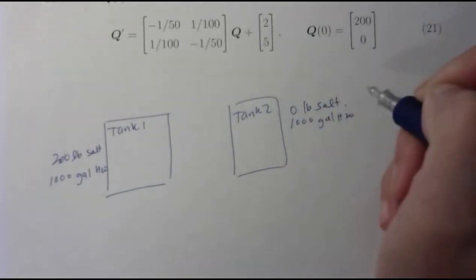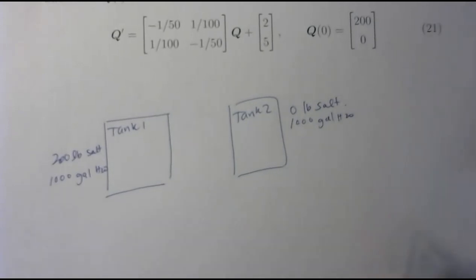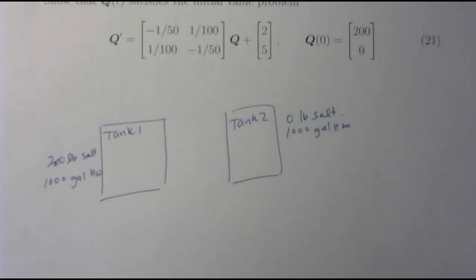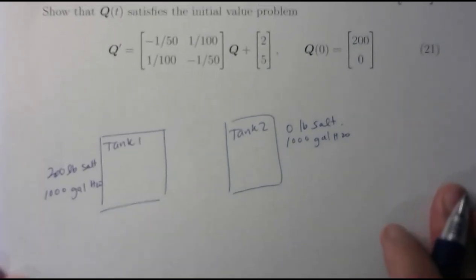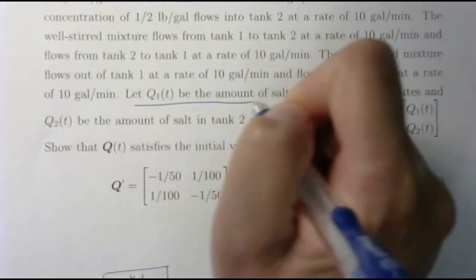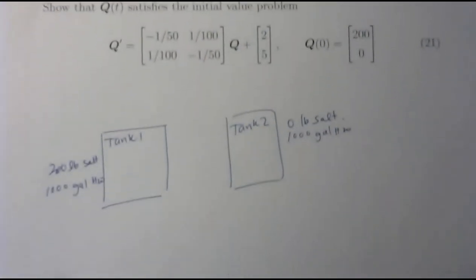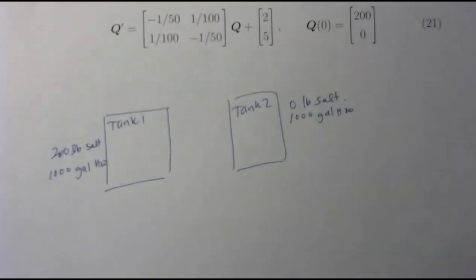What we're going to end up looking at is these Q1 and Q2, which are, sorry, not concentrations, amounts of salt in each of these tanks. So it's going to be like pounds that we're looking for, right? So let this be an amount. This means pounds, LBS.